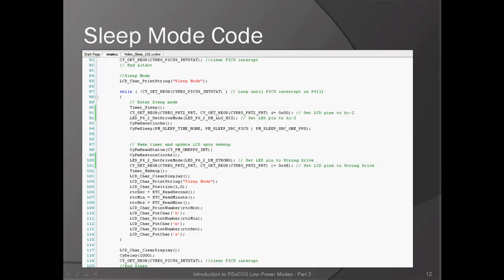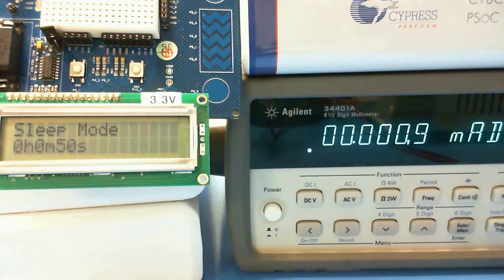Let's watch it in action. When the PSOC enters sleep, you can see that current consumption dropped considerably. Most resources inside the PSOC are turned off, including the timer, so the power savings come from the fact that the great majority of resources are only active for a very short time, just long enough to update the time on the LCD.